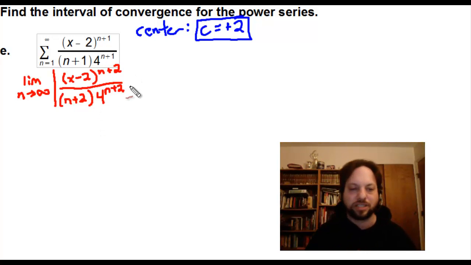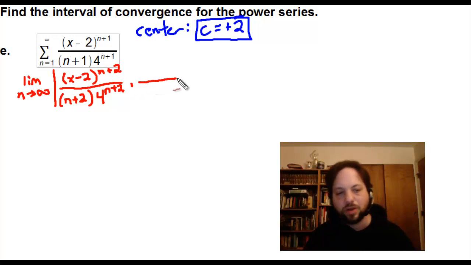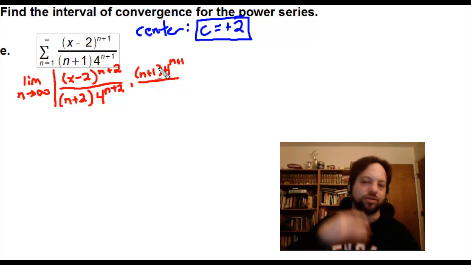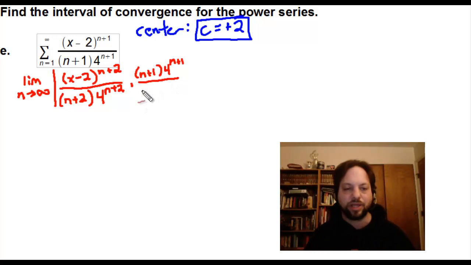So all kinds of stuff going on, like I said. Well, let's multiply that by the reciprocal of our current term. That is n+1 times 4 to the n+1. Don't let these n+1s bother you. They're just part of the series. Really nothing to worry about. Of course, on the denominator, we're going to have x-2 to the n+1 power.